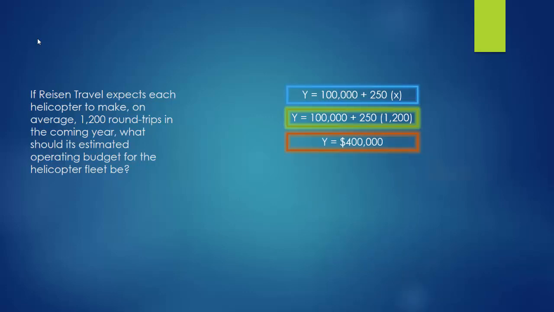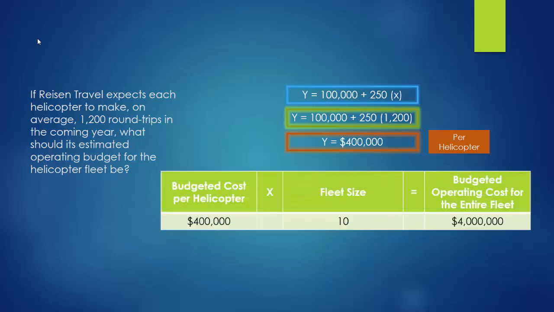But this 400,000 is per helicopter. And we're not asked to find the operating budget for each helicopter. We're asked to find it for the entire fleet. So to find it for the entire fleet, we just multiply it by the size of the fleet, which was 10. We come up with a budget operating cost for the entire fleet of $4 million.